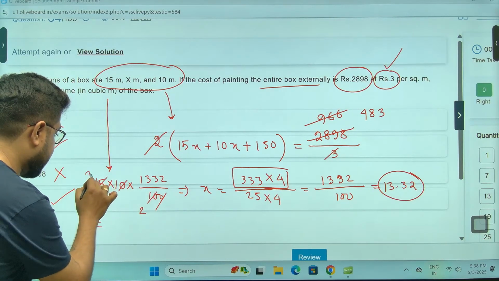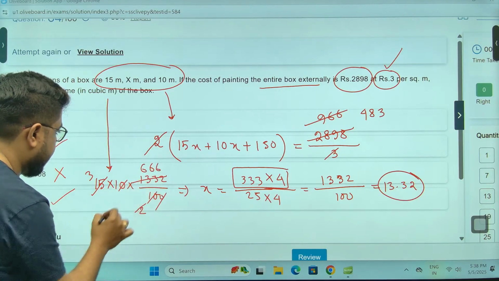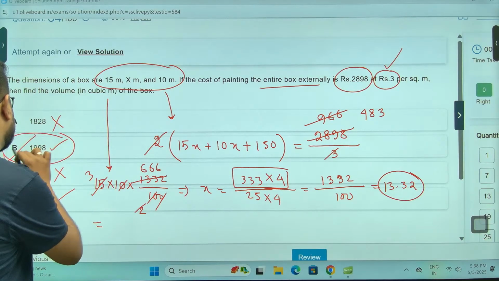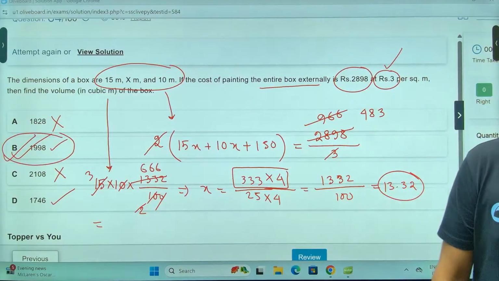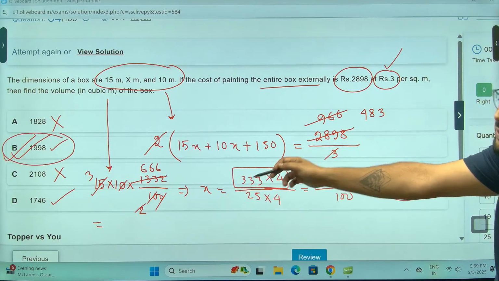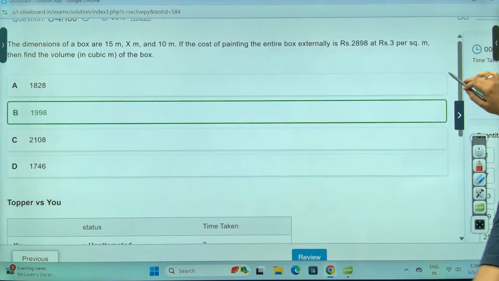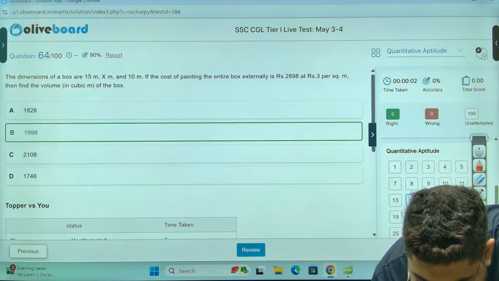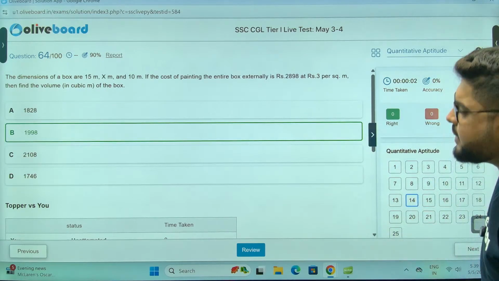5 2s are 10, 5 3s are 15. 2s are 6, 6, 6. Sir, 1800 something, so 1998. This is the only answer. Option B, sir. Option B, sir. Option B, sir. Okay, everyone, because you see, the other possible options were less than this, so that will be the only possible answer, sir. Everyone, everybody clear? Everybody clear?